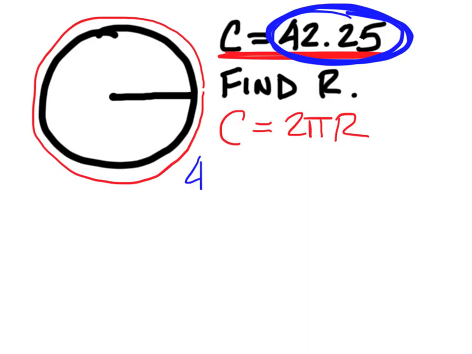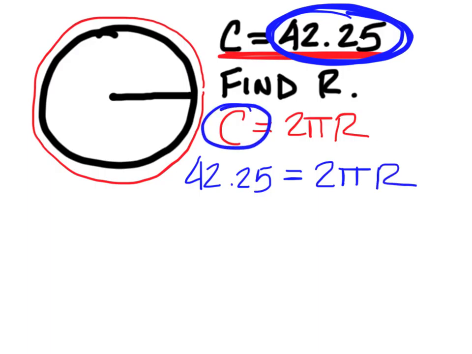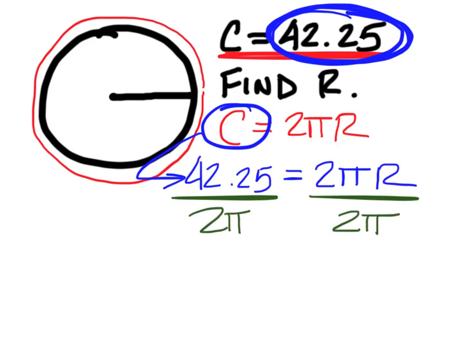So 42.25 and set that equal to 2 pi r. This is the C in the formula, and we've plugged in 42.25. Now to solve after that point, you have to divide both sides by 2 pi so that you can get those 2 pi's to cancel out on the right and just be left with an r. On the left, you have to work that out on your calculator.